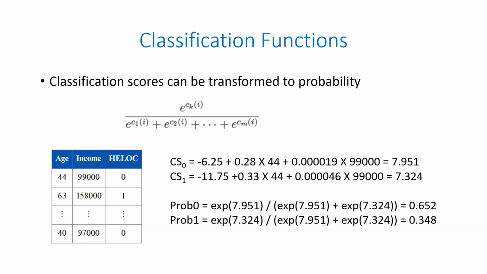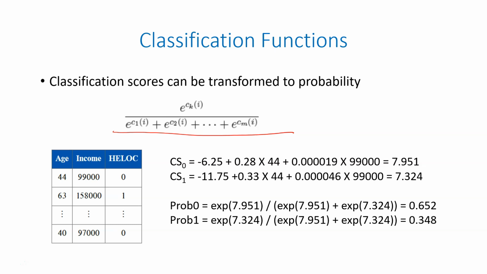The mathematical formula for doing so is displayed here. The probability of a case belonging to a class is equivalent to the exponent of the case classification score for the class divided by the sum of the exponents of the case classification scores for all the classes.